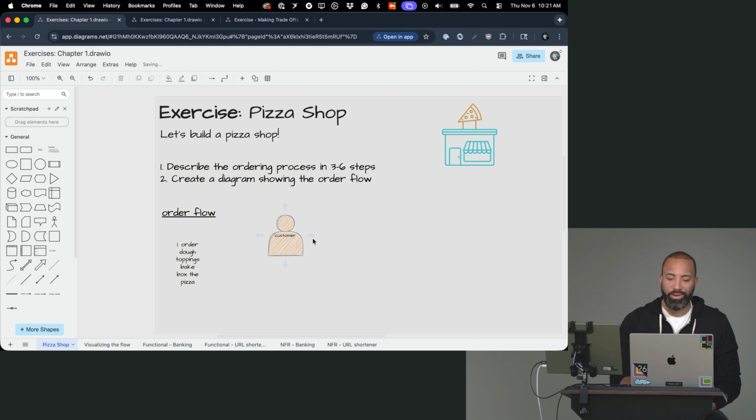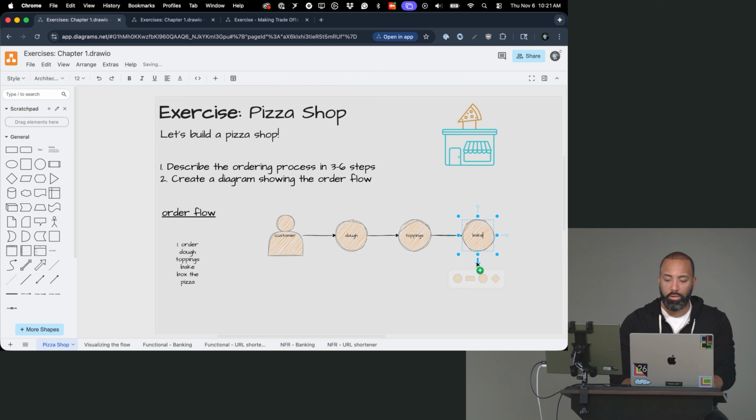This is more an exercise in getting used to the drawing tools. So I want my dough to be pizza. So I said, lay out the dough. Then I said, toppings. All right. Then I said, put in the oven. Actually, make that a circle too. I'm going to bake it. And then I said we want to box it up.